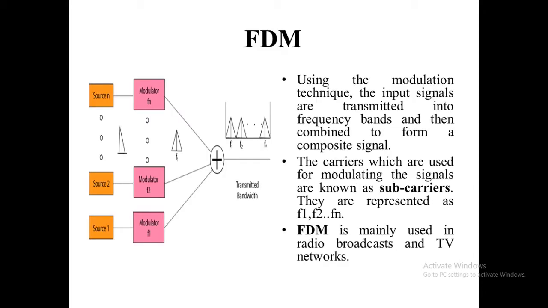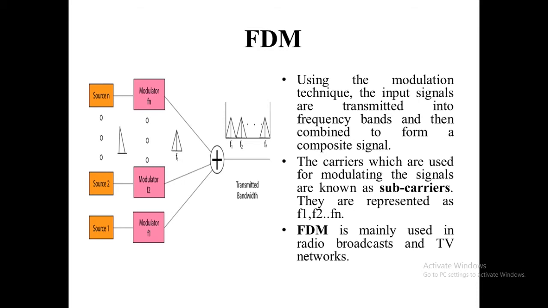Here is a diagram. Here there are input signals, that is source 1, 2, likewise source n, and modulators with F1, F2 and Fn. These are called subcarriers, meaning the carriers which are used for modulating the signals are known as subcarriers. FDM is basically used in radio broadcast and TV networks.